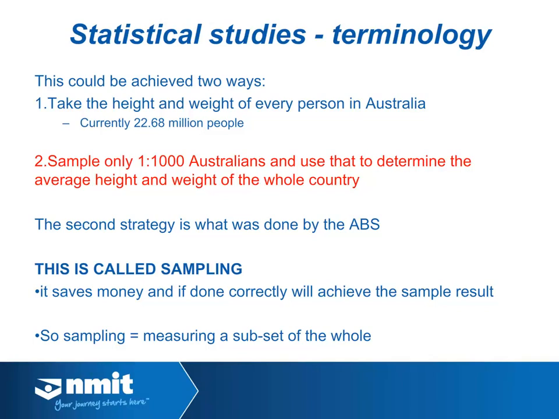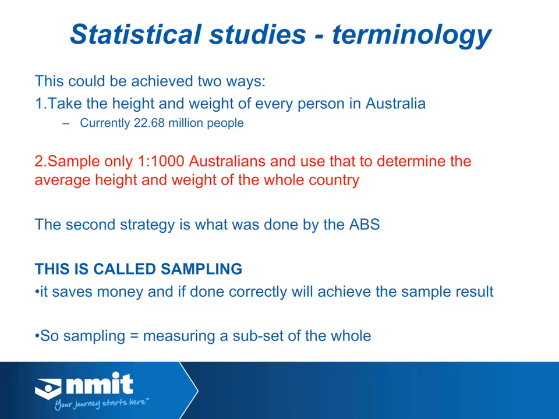So that's an extremely expensive and not an overly realistic method of doing it. The other way we could do it is measure a subset of all the Australians in this nation, measure the height and weight of this subset or sample of the nation, and use that to infer what the average height of the whole nation is.